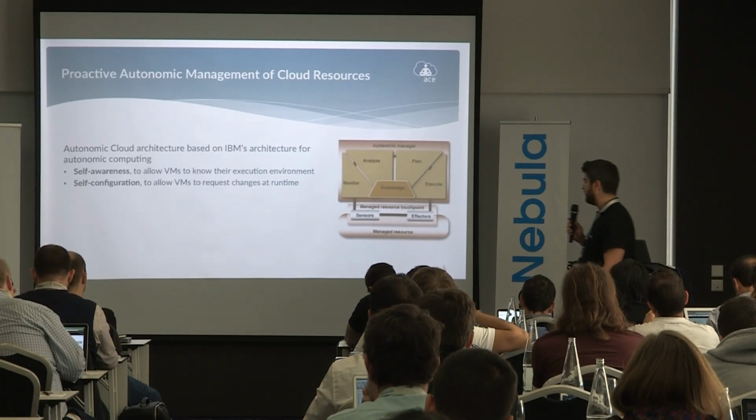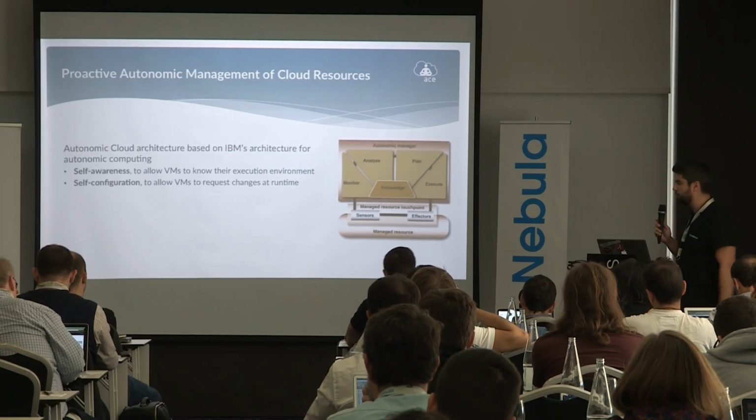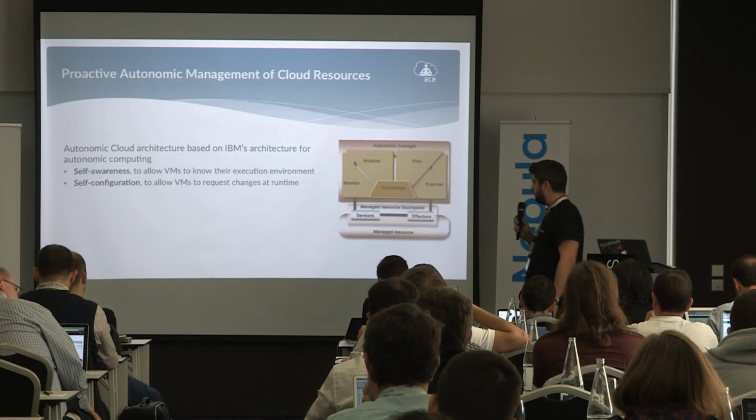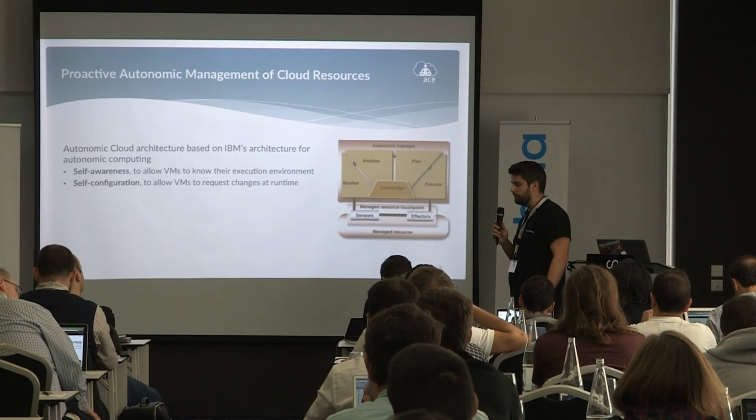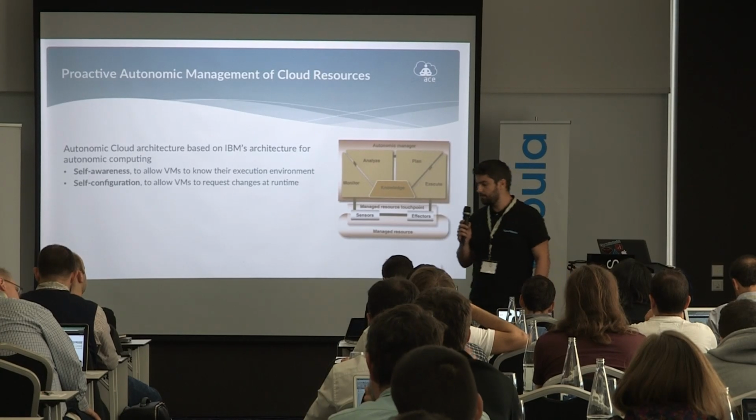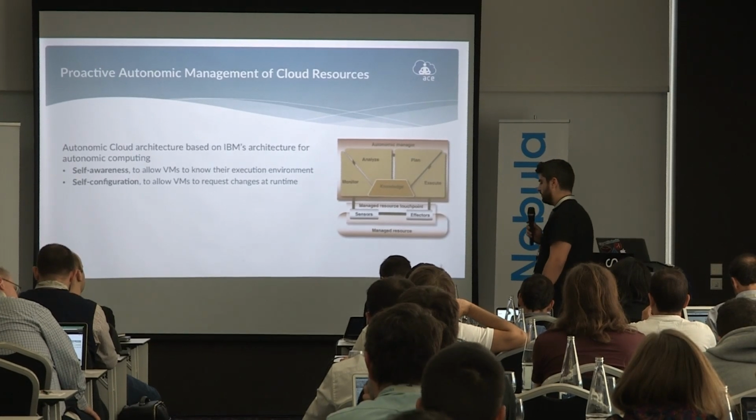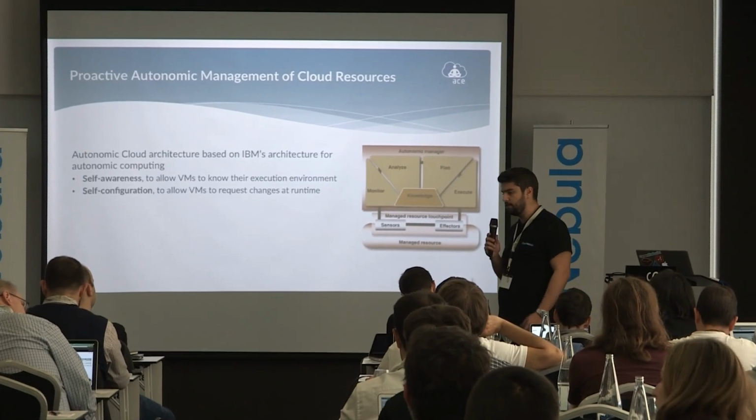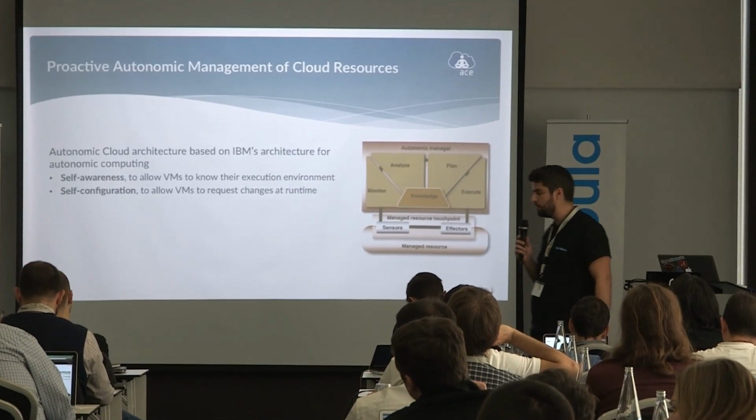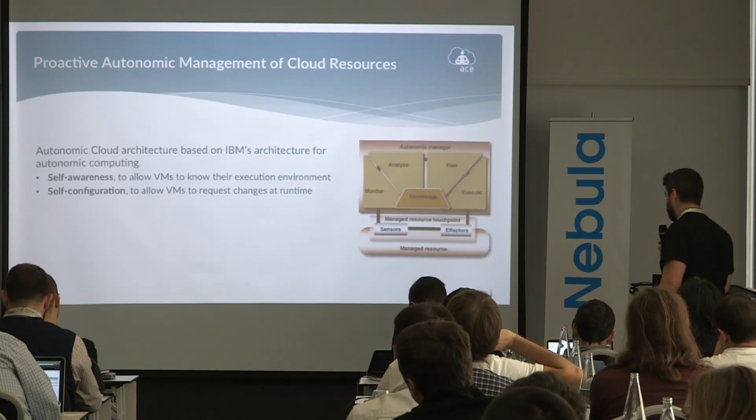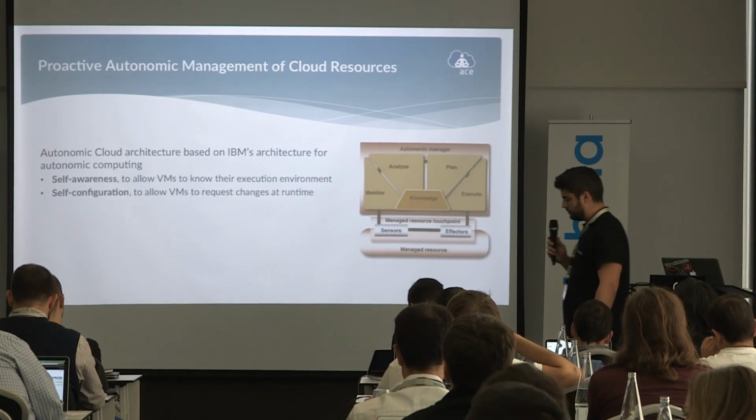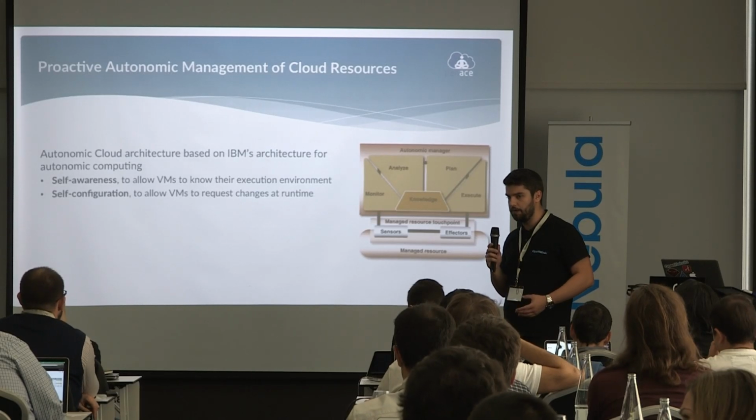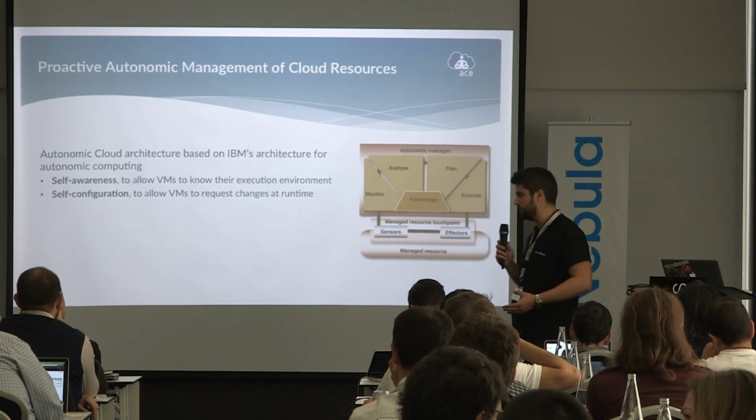So based on the autonomic cloud architecture that IBM wrote, we want to provide self-awareness and self-configuration to the services. That is, we want to allow the virtual machines of a service to be aware of the execution environment. And we also want to allow the VM to trigger actions on OpenNebula and modify the service itself.